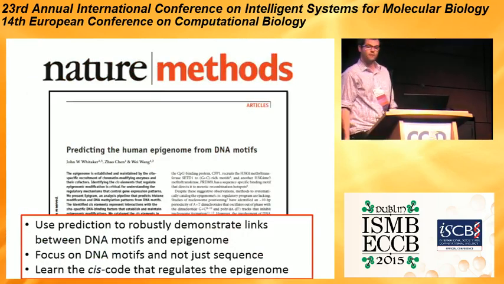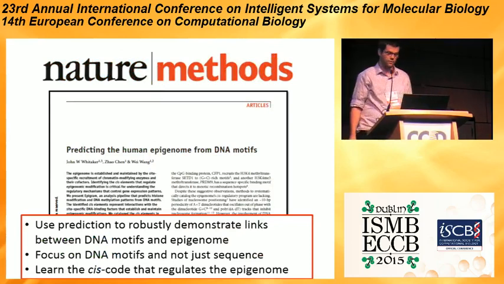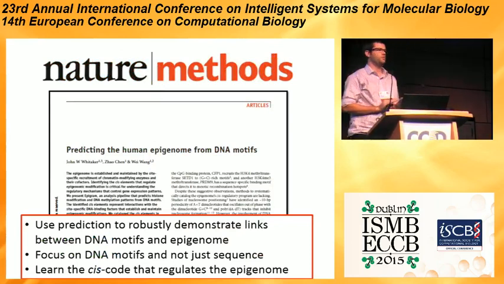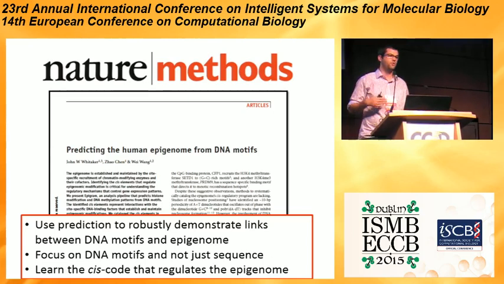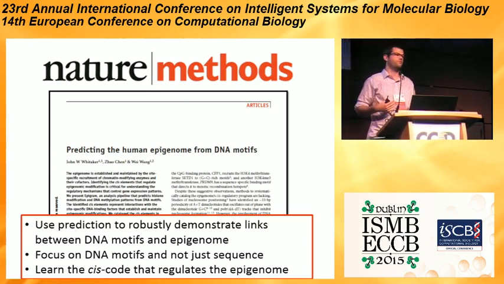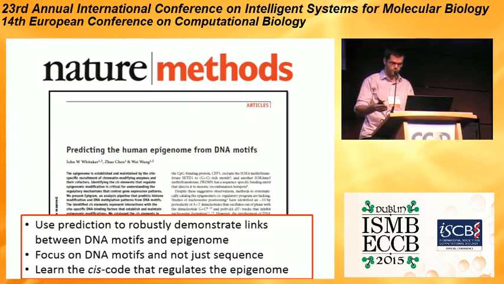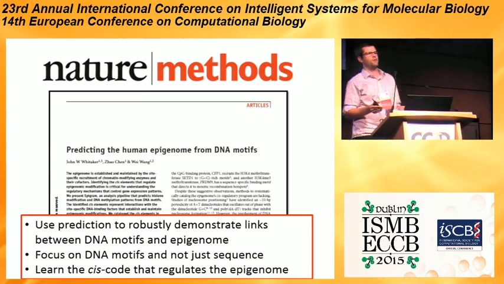So, I'm going to be presenting this paper that we published last year in Nature Methods. And in it, we showed that we could predict epigenomic modifications from DNA motifs. And the purpose here isn't necessarily to have a method where we go and predict epigenomic modifications from motifs, but it was to show that there are regulatory relationships between DNA motifs, cis regulatory elements, and the epigenome. And we chose to use prediction rather than correlation, as it's a more robust indicator of this.